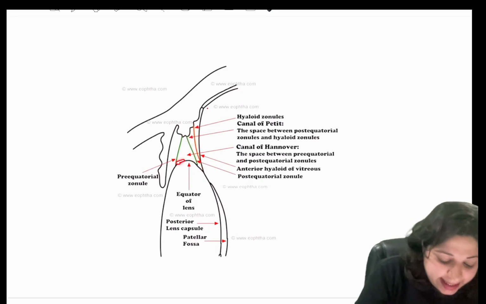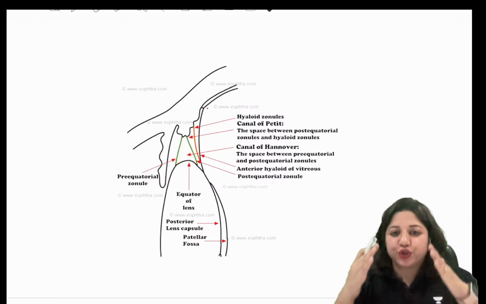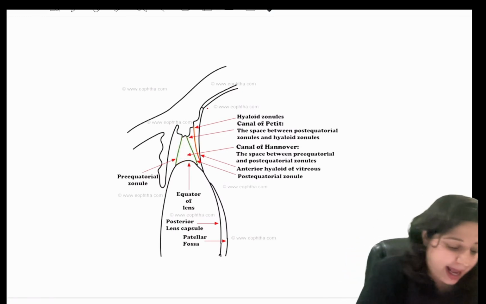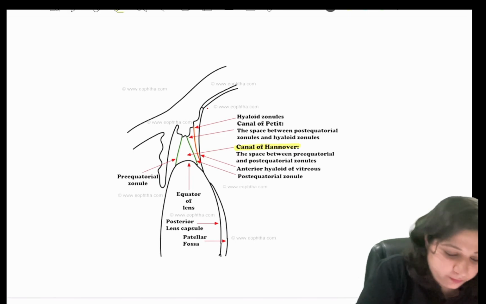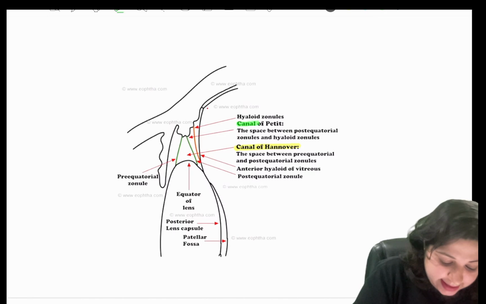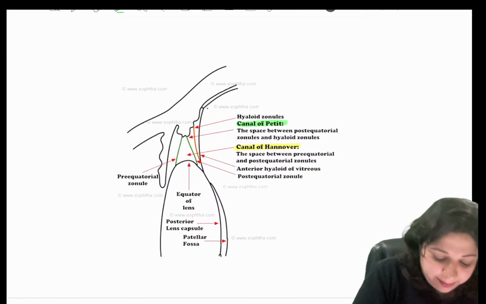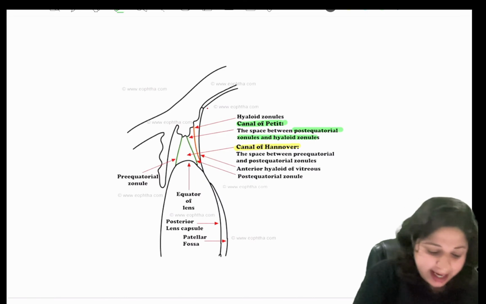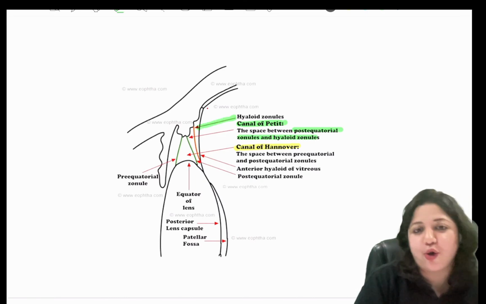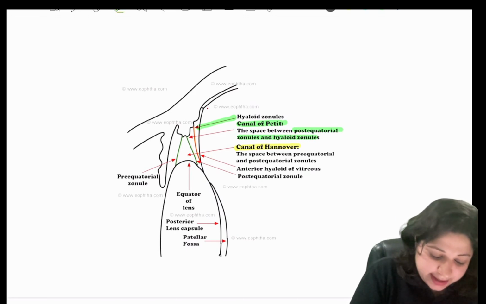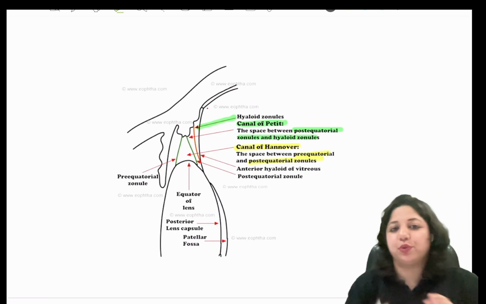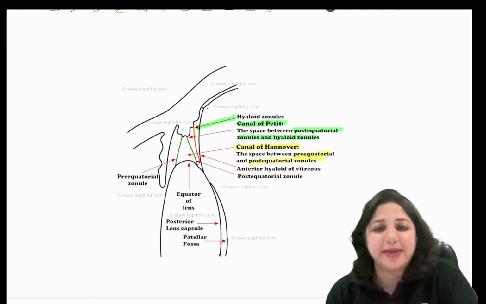Petit, and the area between the two, anterior and the posterior zonular limb, is called as canal of Hanover. And this is the canal of Petit, the one between the post-equatorial zonule and the hyaloid zonules. And this is the hyaloid zonule. Okay, and canal of Hanover is the one which is present between the pre and the post-equatorial zonules. So does that make sense now?